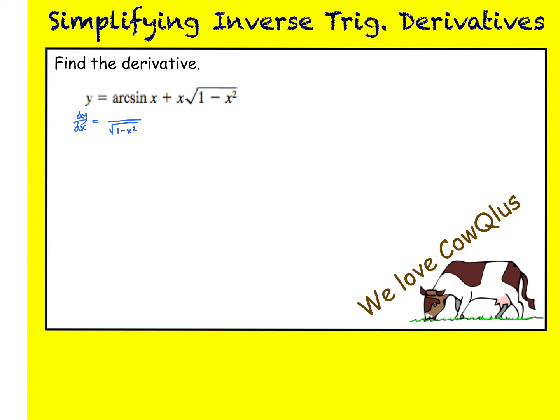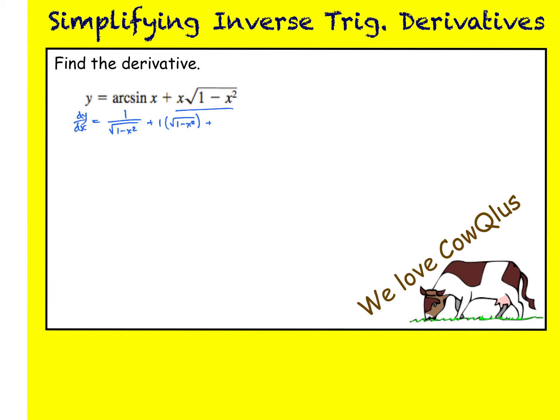Does anything pop out? Not really, just a 1. All right, so we just got a 1 over there. However, what do I need to do to the right side? A product rule, exactly. So what's the derivative of my first? 1. And then I'm left with square root of 1 minus x squared. And then plus, now I need to take the derivative of square root 1 minus x squared.